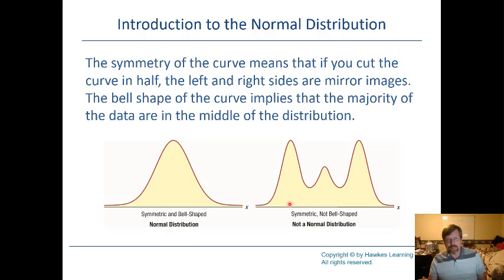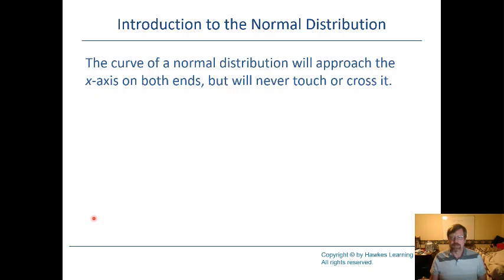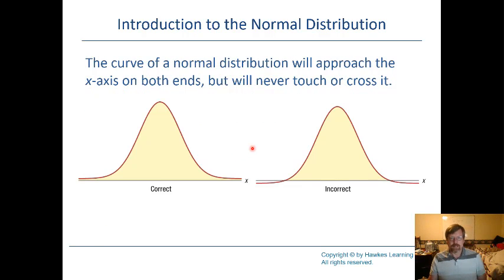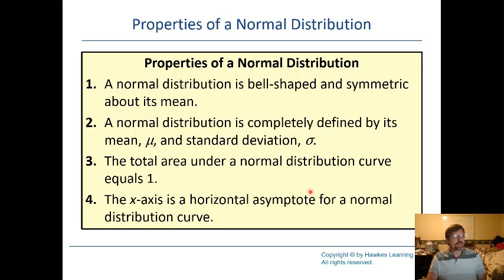Another thing to note is that it approaches the x-axis on both ends, but it doesn't ever actually touch it or cross it. So, like so, not like so. So, these are the properties. Total area under the normal distribution curve is 1. It is completely defined by the mean and the standard deviation. It is bell-shaped and symmetric. It approaches but never actually touches or crosses the x-axis. That's what an asymptote is.